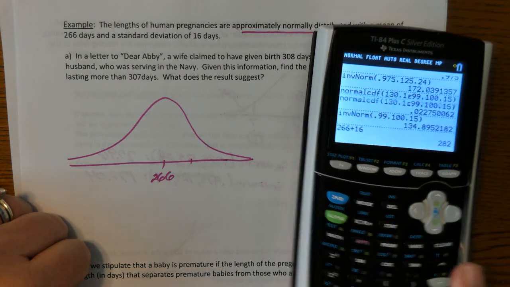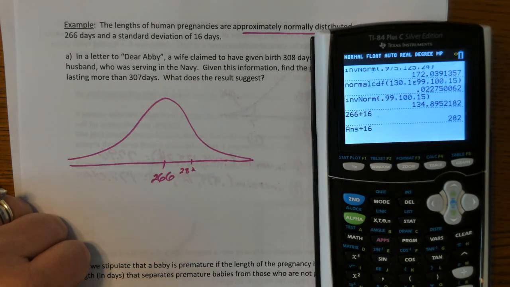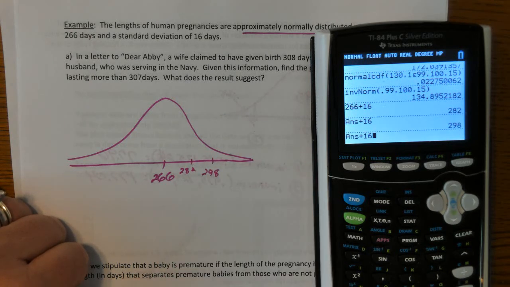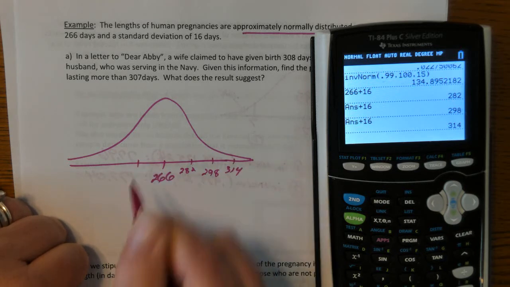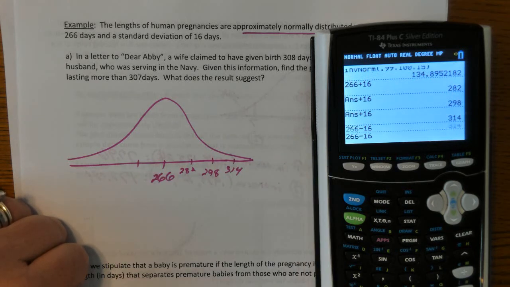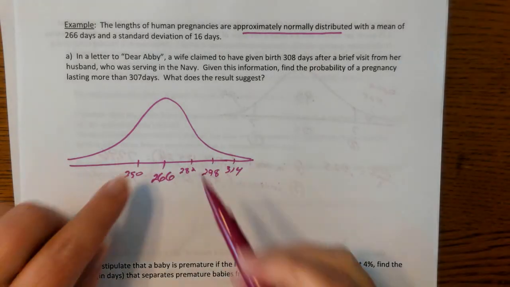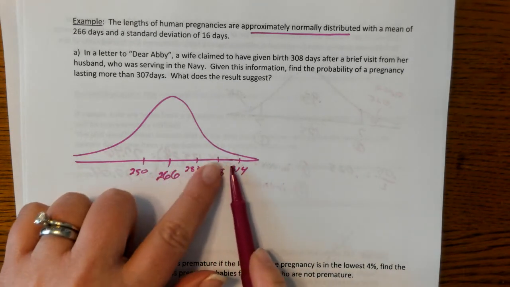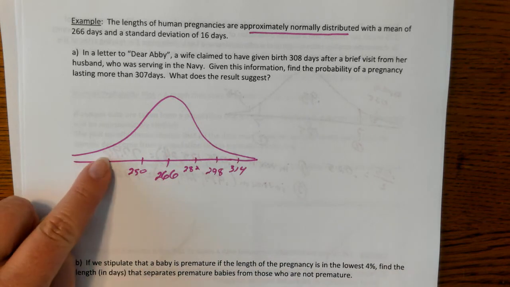266 plus 16 would be 282. Another 16 would be 298. Another 16 would put us at 314. Okay, we could count down by 16s. That would put us at 250, and so on. Now keep in mind that the further you are to the right, the longer the pregnancy lasts. The further you are to the left, the shorter the pregnancy lasts.